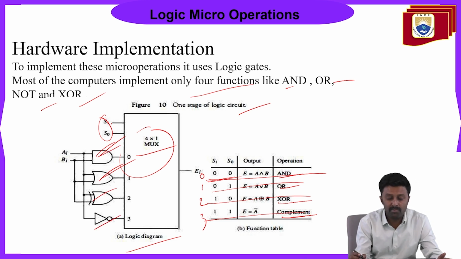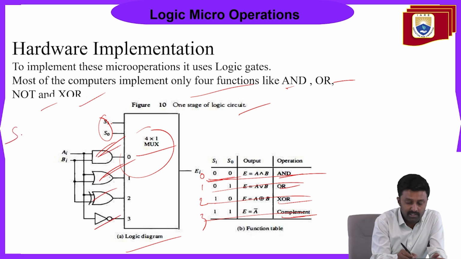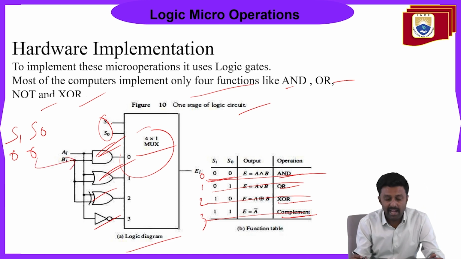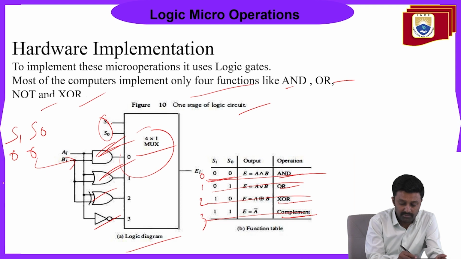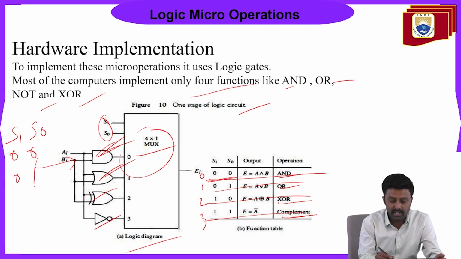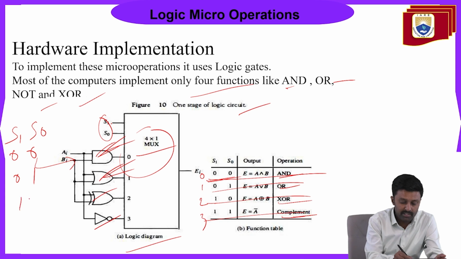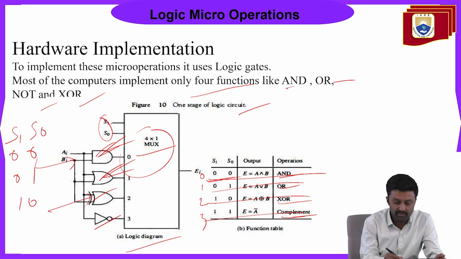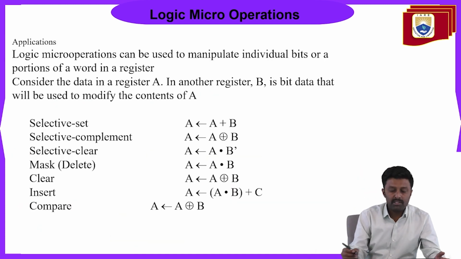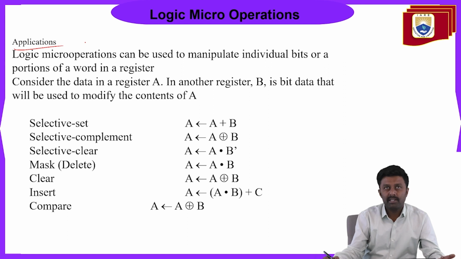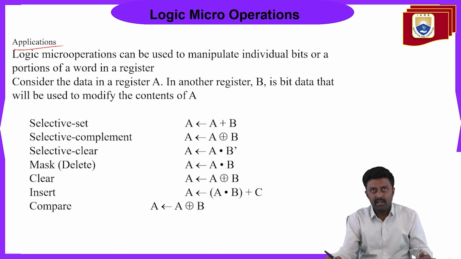So AND operation is performed when S1 and S0 are 0 0, then the circuit will select the AND circuit, and the AND logical micro operation is performed. If S1 S0 are 0 1, that is 1, then OR operation is performed. If it is 1 0, then XOR operation is performed, and if it is 1 1, then the complement operation is performed. So once we learn these logical micro operations, now we'll see the applications where we use these logical micro operations.